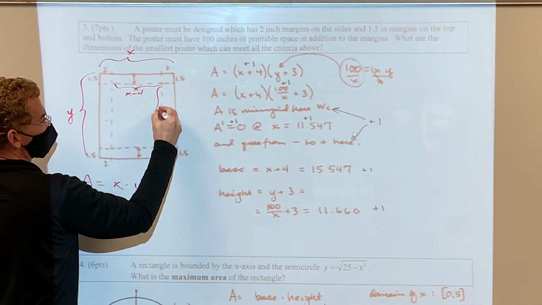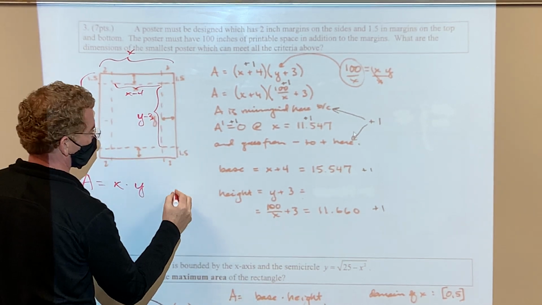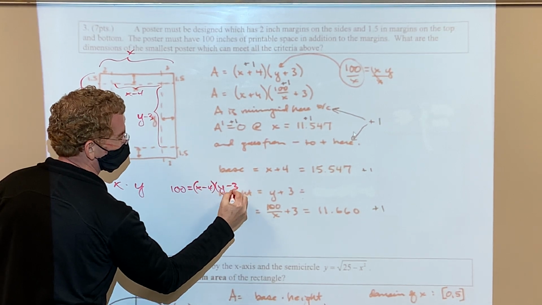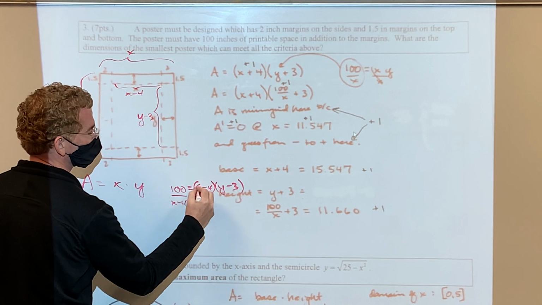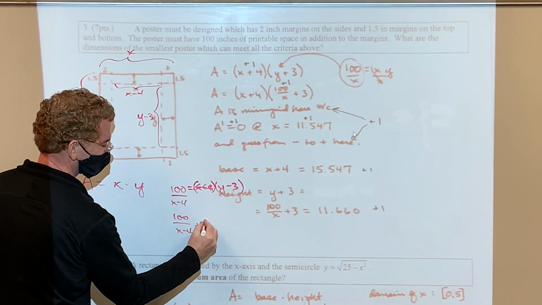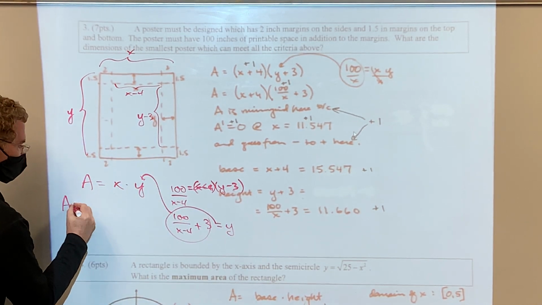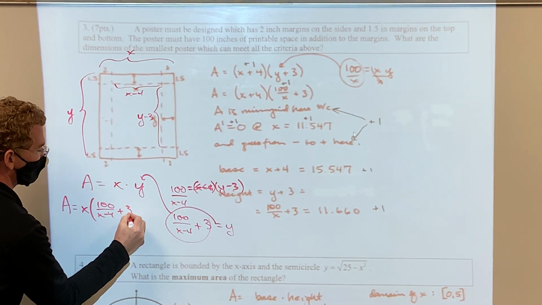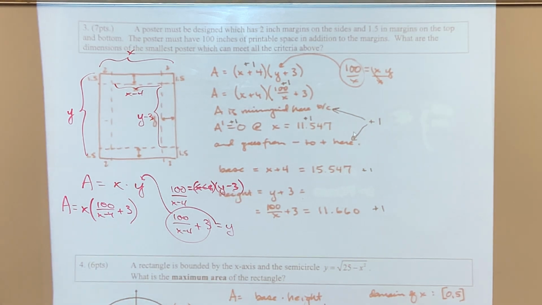Oh, so you would have an X minus 4, and you'd have a Y minus 3, and you'd have to go, oh, well, 100 is X minus 4 times Y minus 3. So you divide by that X minus 4, and add a 3 to solve for Y, and that would go in here. So your area equation would definitely look a little different, and the value you get for X is probably going to be different than mine.